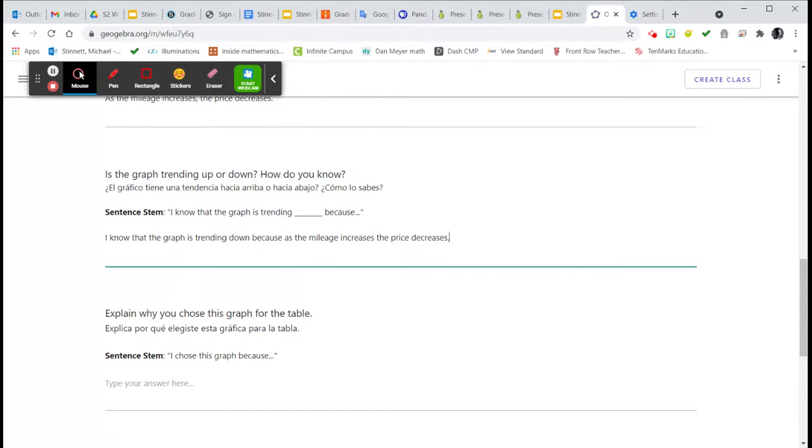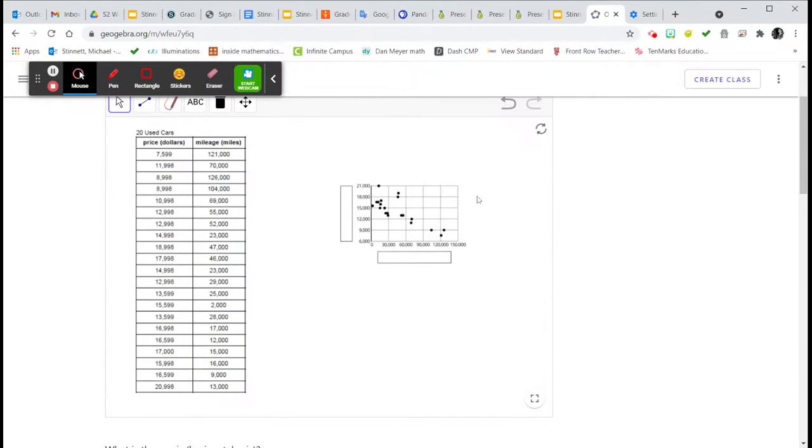And then our last question here is, explain why you chose this graph for the table. So why did we choose this graph? What was it about this graph? Well, there are a lot of things. One, the ranges of the numbers for our axes were correct. They fit. This was 0 to 150. This was 6 to 21,000. So they fit the numbers in our table. It made sense with the numbers in our table.